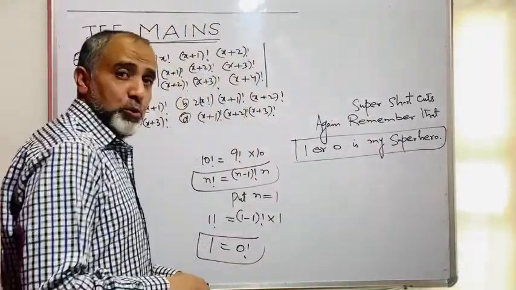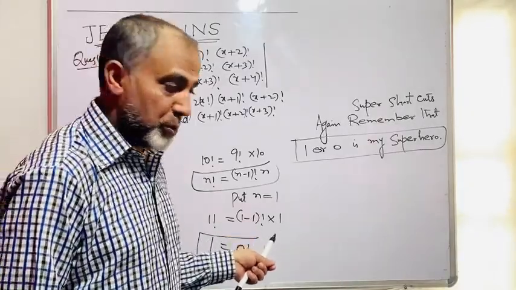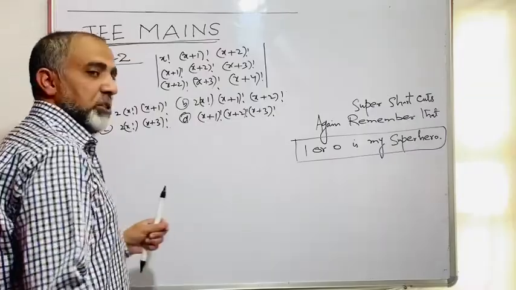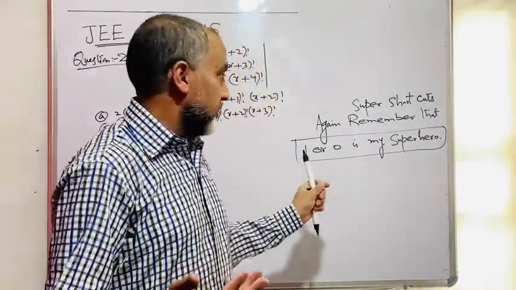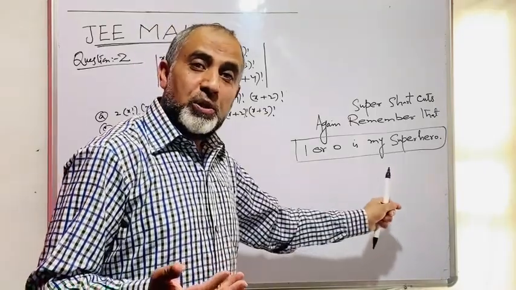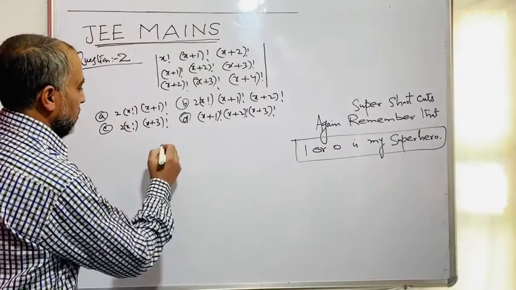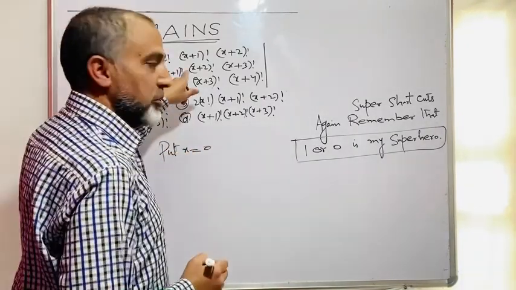Now we'll come to the question. This was the concept of the factorial. Actually, we require the solution of this. Here you will again use the method: 1 or 0 is my superhero. What will we do? We'll put x is equal to 0 in the determinant.